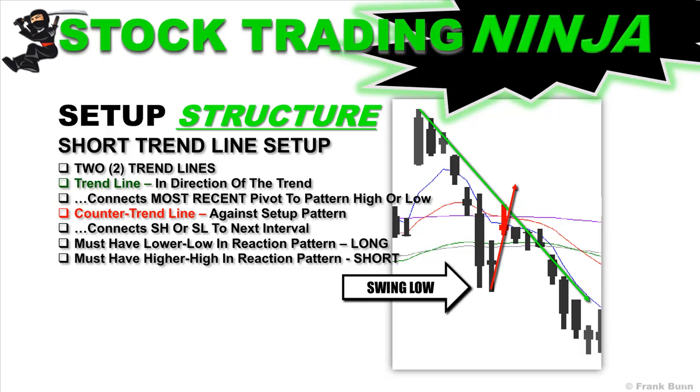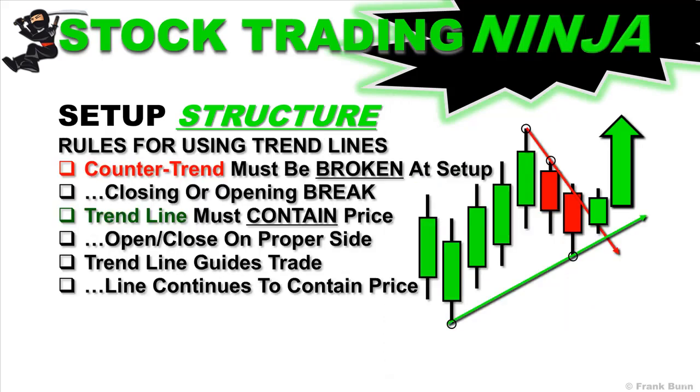The first in the direction of the trend, this is the trend line, connecting the most recent pivot to the pattern high or low. And also the counter trend line, which moves against the setup pattern. This connects the swing high or swing low to the next interval. Remember also that we must have a lower low in the reaction pattern for longs and a higher high in the reaction patterns for shorts, as you can see here. Also take note how the green trend line guides price action after the setup breaks out. The rules for using trend lines are relatively straightforward.